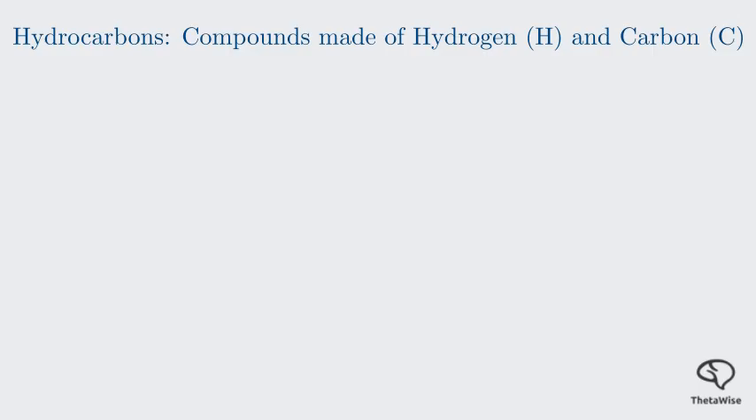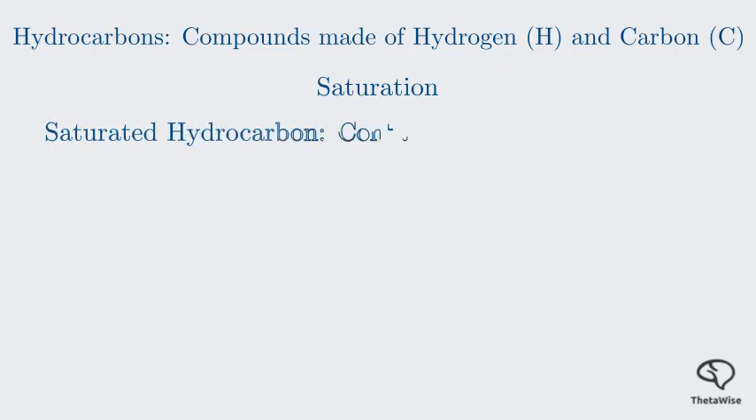Now, a key concept we'll be using is the idea of saturation. You might have heard this term before, especially with fats, like saturated fats or unsaturated fats. In chemistry, saturated has a very precise meaning. A saturated hydrocarbon is one that contains only carbon-carbon single bonds. It's saturated in the sense that the maximum number of hydrogen atoms are attached to its carbon backbone. In other words, every carbon atom is holding on to as many hydrogens as it possibly can.